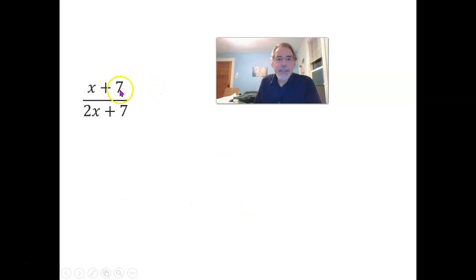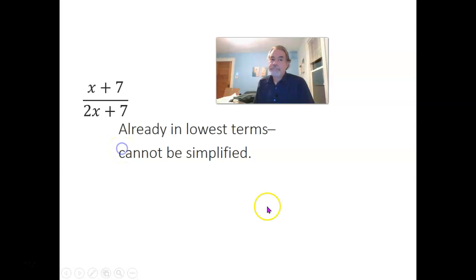And what about this one? x plus 7 over 2x plus 7. Can we cancel anything there? No, because we don't have any common factors. Beware the temptation to cancel those 7s. They are not factors. They're not 7 times something else. There's nothing we can really do to factor either one of these. So this is already in lowest terms. It cannot be simplified any further.